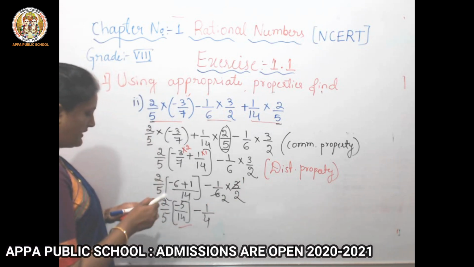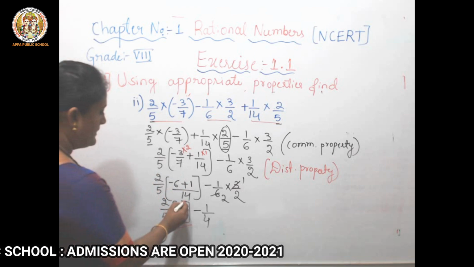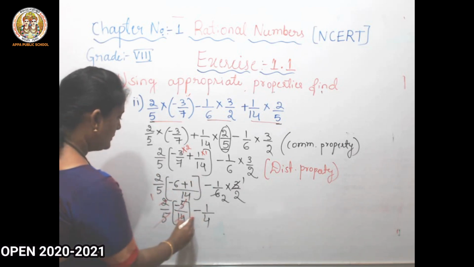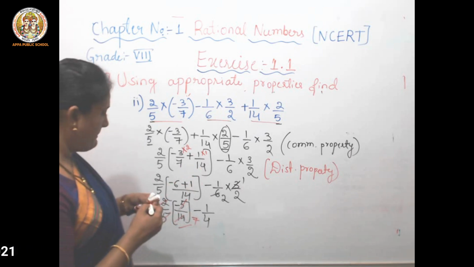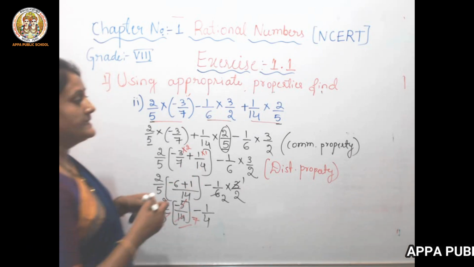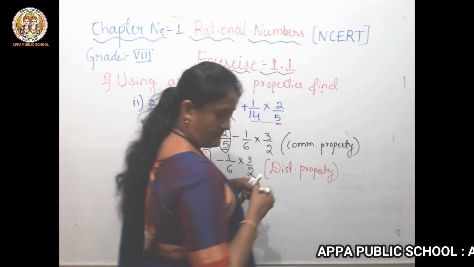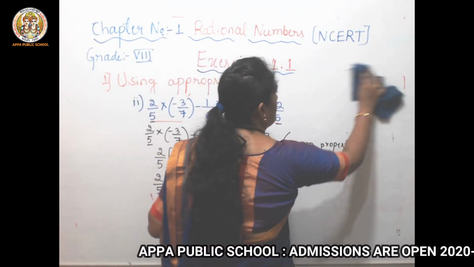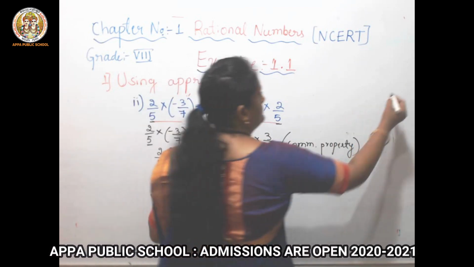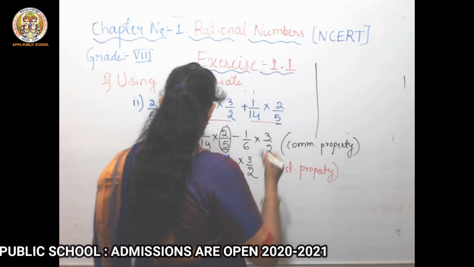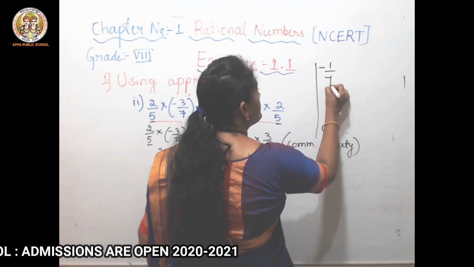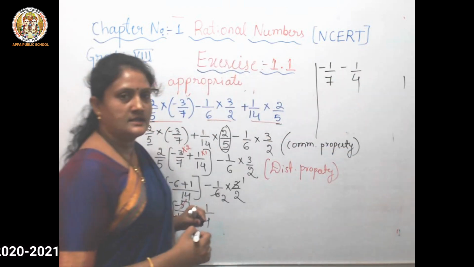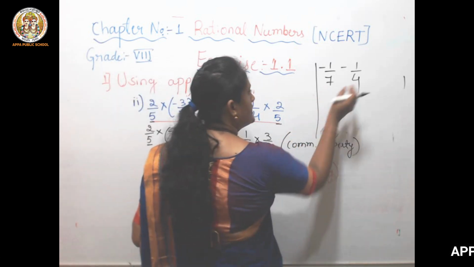Shall we go for the further simplification? Now we can check here. 5 cancels. 2 1s are 2, 7 2s are 14, right? So what's the remaining? Minus 1 by 7. So here minus 1 by 7, and what's the remaining? Minus 1 by 4. Isn't it?